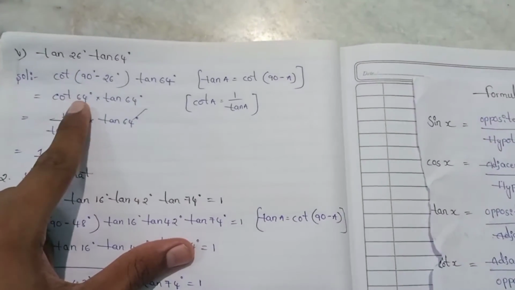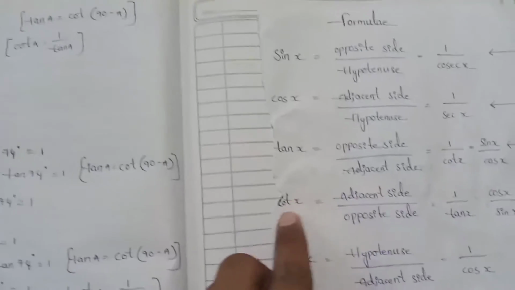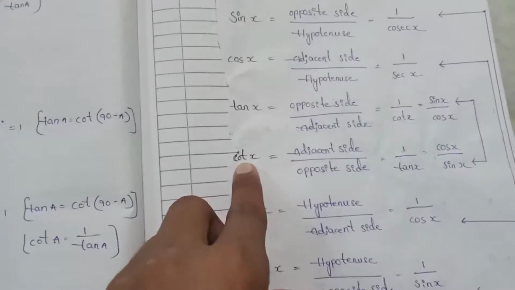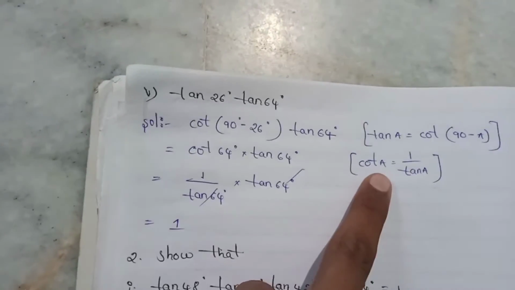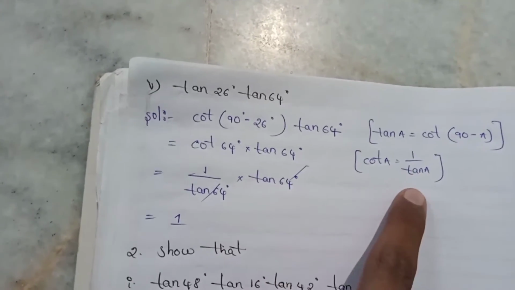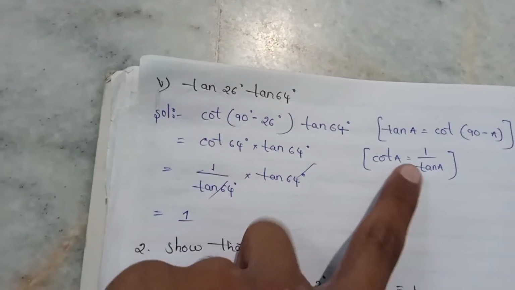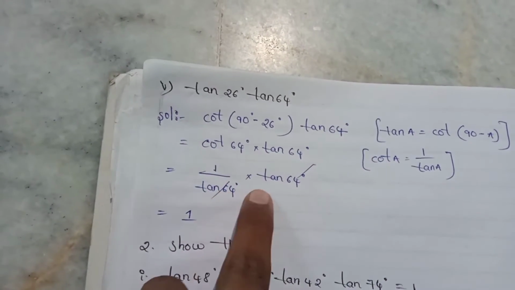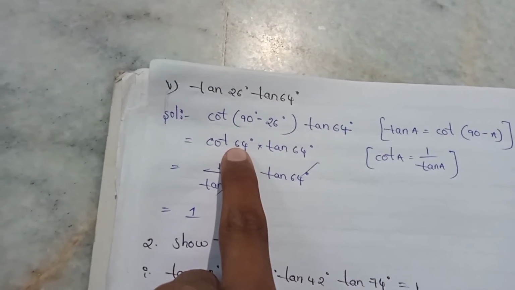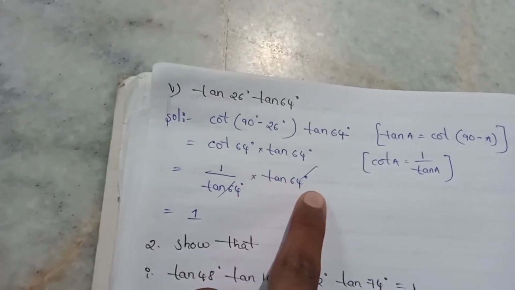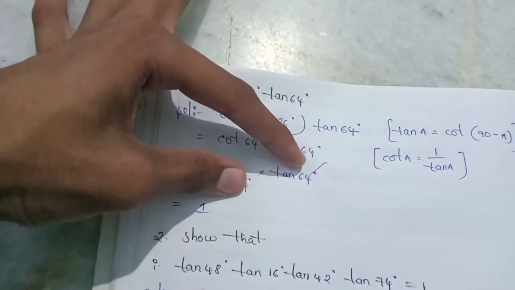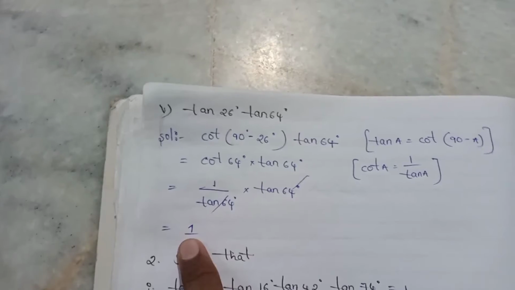What is here? Cot A. Where is cot here? Here it is. Cot x is equal to 1 by tan x. In the place of x I have taken A here. Cot A is equal to 1 by tan A. In the place of A here, 64 degrees. 64 degrees times tan 64 degrees. See, both are equal here. Cancelling, what do we get here? 1.